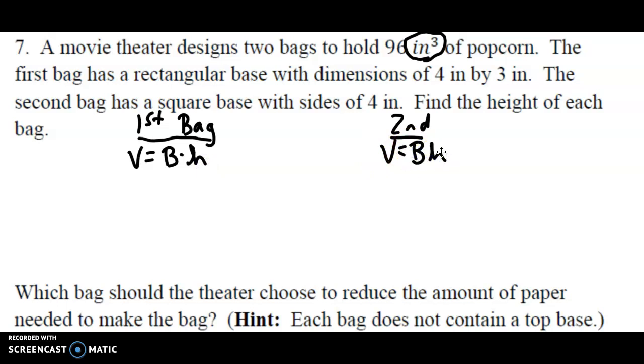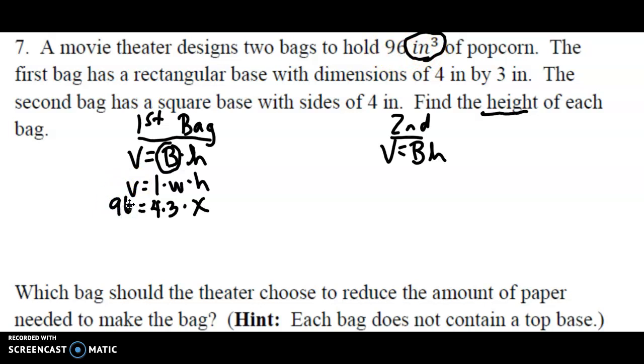Alright, the first bag, we'll do that one first. It has a rectangular base, so that means I need to use the rectangular formula for capital B, so that'll be length times width. And I'm going to plug in my numbers. So the rectangular base is 4 by 3. And we're going to be finding the height. So x is going to be the height, which means in the problem I had to give you the volume, and I did. The volume was 96.